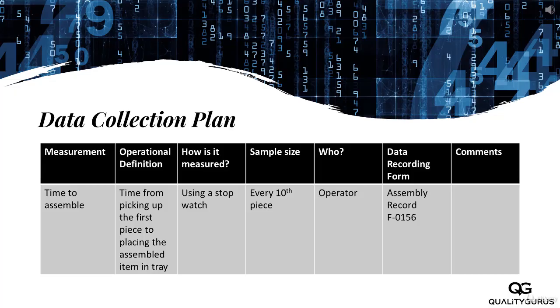Then you need to give other details such as how this is measured. Okay, this is measured using a stopwatch. Then what is the sample size? Every 10th piece needs to be sampled. So, probably here you don't want the operator to note down all the times. What you want is for the operator to note down the assembly time for every 10th piece. Who is making this measurement? The operator himself or herself is making this measurement. Data collection: this will be recorded in a form. Let's put a number here, that in this particular form that detail needs to be entered.